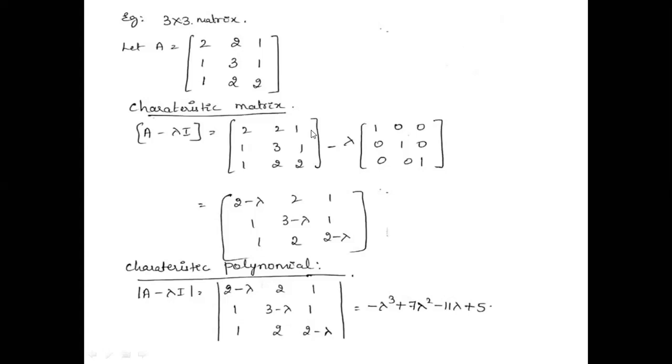So the next step is now you do the subtraction. So you'll have this value 2 here, minus lambda here. Therefore, the diagonal becomes 2 minus lambda. You have this 2 minus lambda into 0, so nothing happens here. So 2 remains as it is. Similarly, this 1 remains as it is. Similarly, this 1 minus 0 into lambda, so 1 remains as it is. 3 minus lambda into 1, so you have 3 minus lambda. Then you have 1, which is this factor. And then you have 1 and 2 as it is. This 2 minus lambda here, so 2 minus lambda.